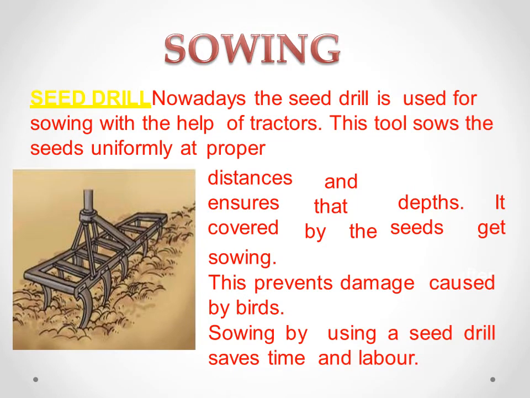Nowadays, the seed drill is used for sowing with the help of tractors. This sows the seeds uniformly at equal distance and depth. It ensures that the seeds get covered by the soil after sowing. This also protects the seeds from being eaten by birds. So sowing using a seed drill saves a lot of time and labor.